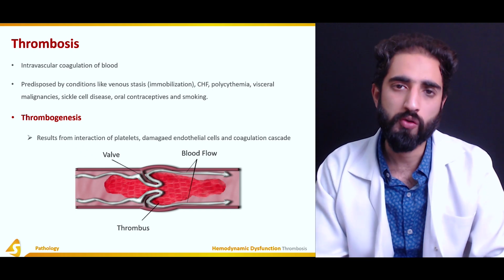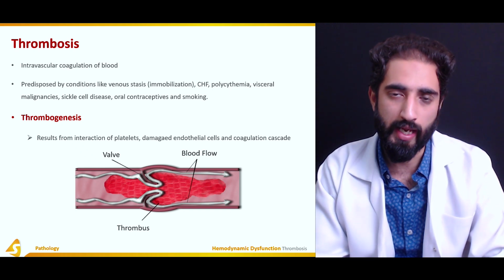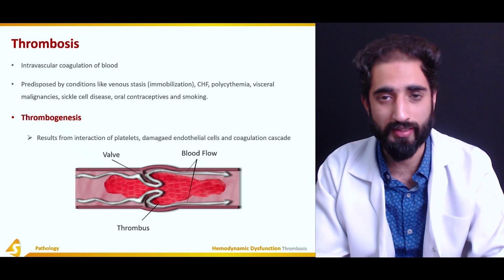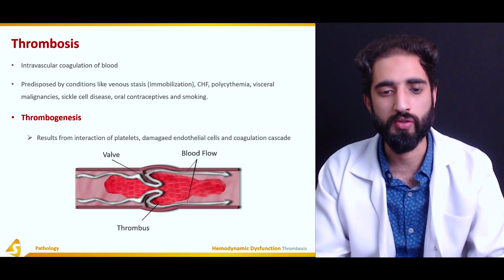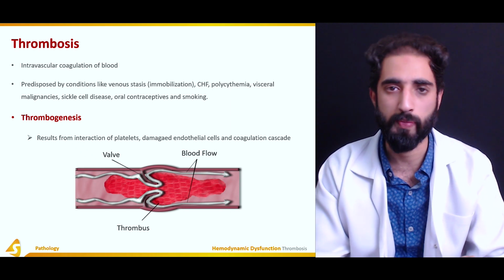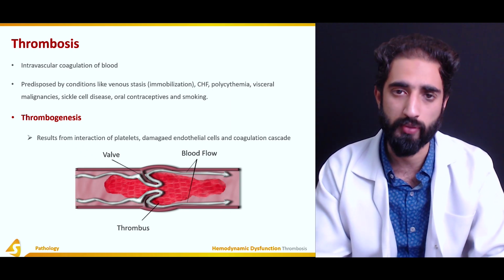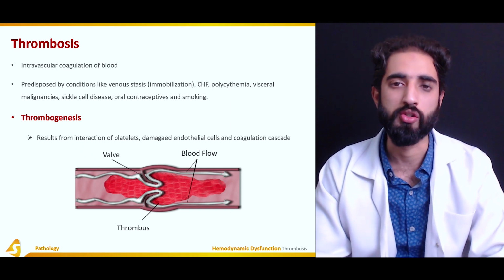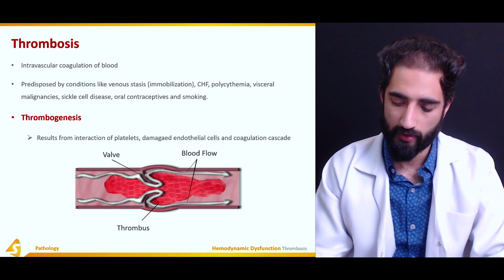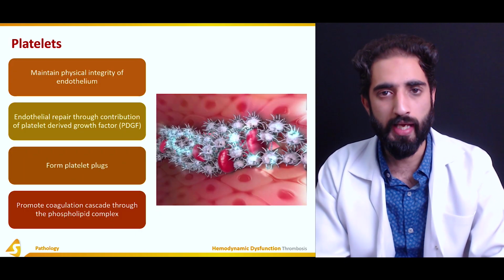Now, how does thrombogenesis take place? What is thrombogenesis? It is actually the formation of the thrombus. Thrombogenesis results from the interaction of platelets, which are a type of blood cells, damaged endothelial cells, and the coagulation cascade. So let's start off with the platelets.